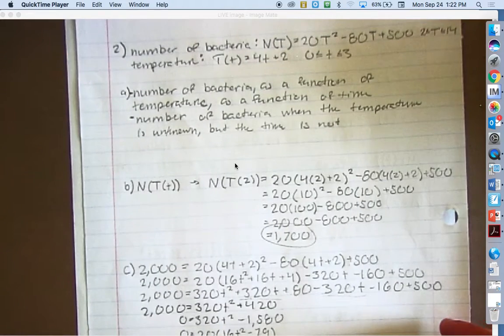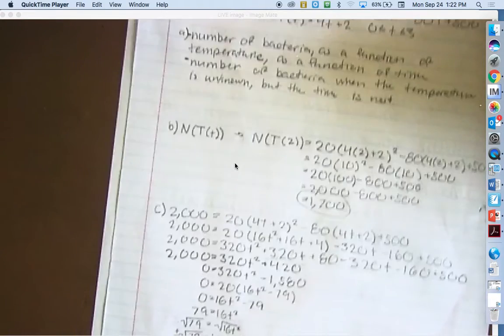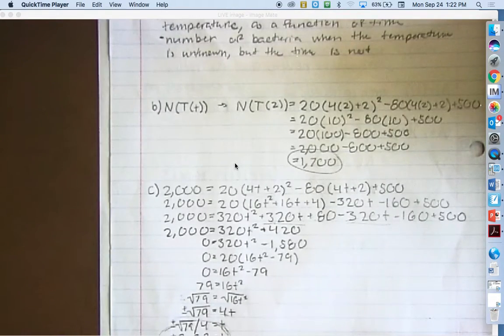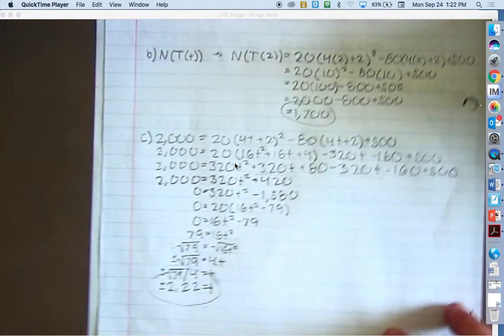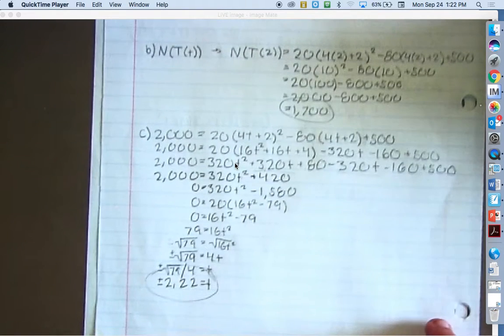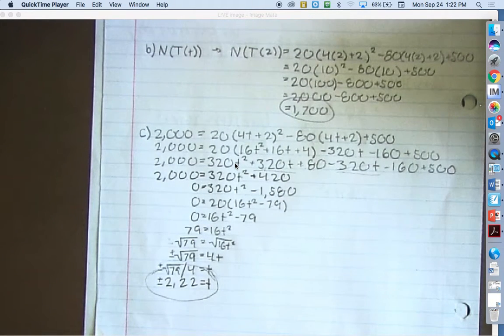And then number 2 was the number of bacteria as a function of temperature as a function of time, where the number of bacteria is unknown and the temperature is unknown, but the time is known.